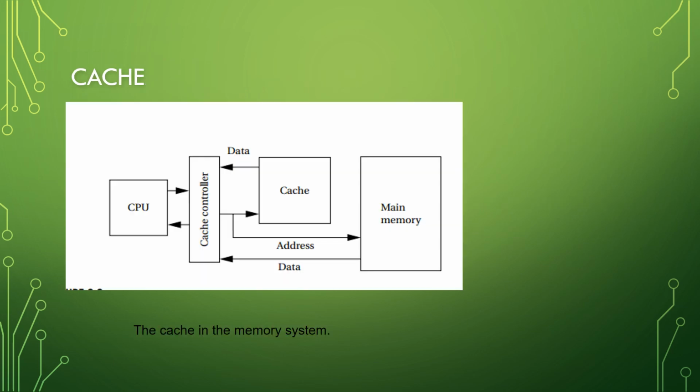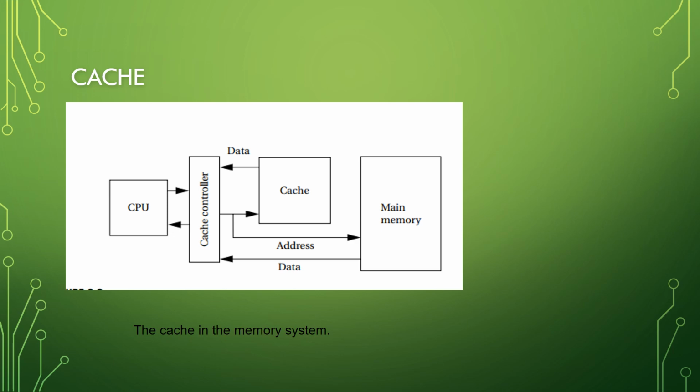This diagram represents the cache in the memory system. Here the cache is placed between the main memory and the cache controller, so the cache controller can access both the cache and main memory. Whenever the CPU requests data, the cache controller sends the request to the cache as well as the main memory. Whenever it finds the data in the cache, it is a cache hit, which means the data is found inside the cache.